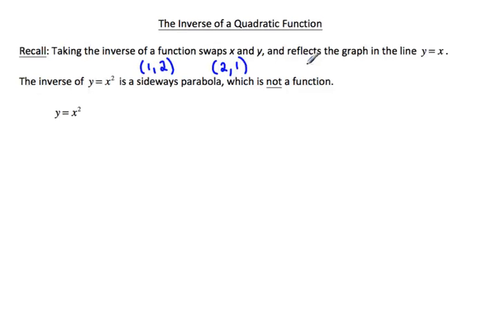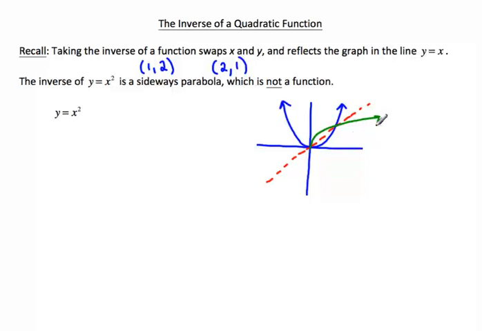That means we're going to be graphically reflecting the original graph in the line y = x to get its inverse. As an example, if we take the parent function y = x², a parabola opening upwards with its vertex at the origin, then taking the inverse of that, swapping all the x and y values, is going to reflect it in the line y = x, the red dotted line here, and is going to give us a graph that looks a bit like that. That's a sideways parabola.